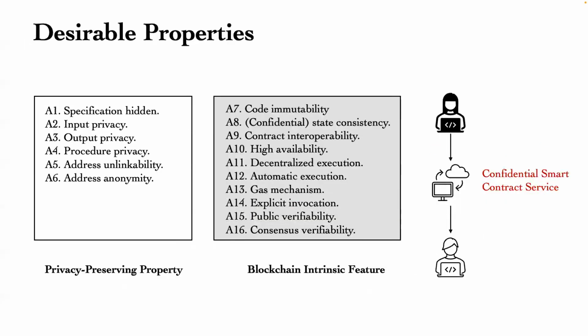Here we present our identified details in terms of desirable properties. We evaluate each TCSC system from 2 aspects, mainly from its privacy-preserving property and the blockchain intrinsic feature. The privacy-preserving properties include specification, hidden input-output privacy, procedure privacy, and address unlinkability and anonymity. The blockchain intrinsic features contain immutability, consistency, interoperability, availability, decentralization, automation, variability, and some specific mechanisms.